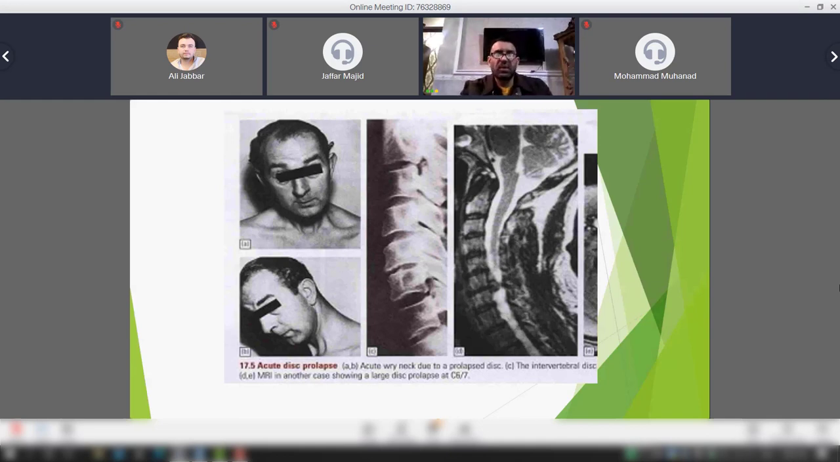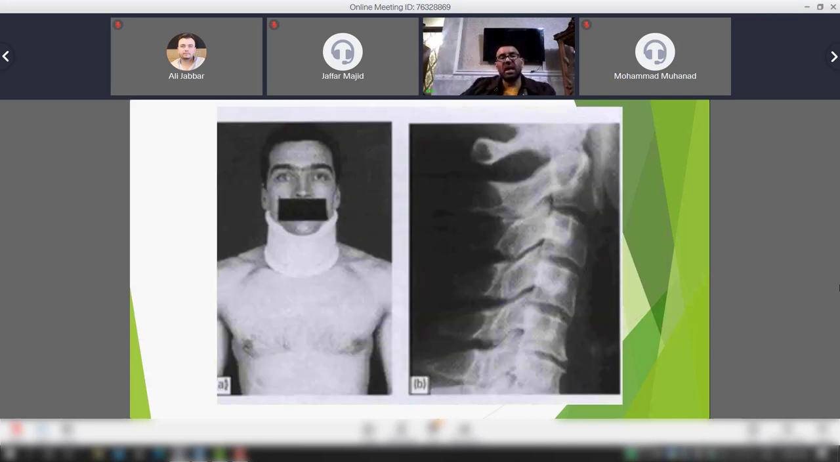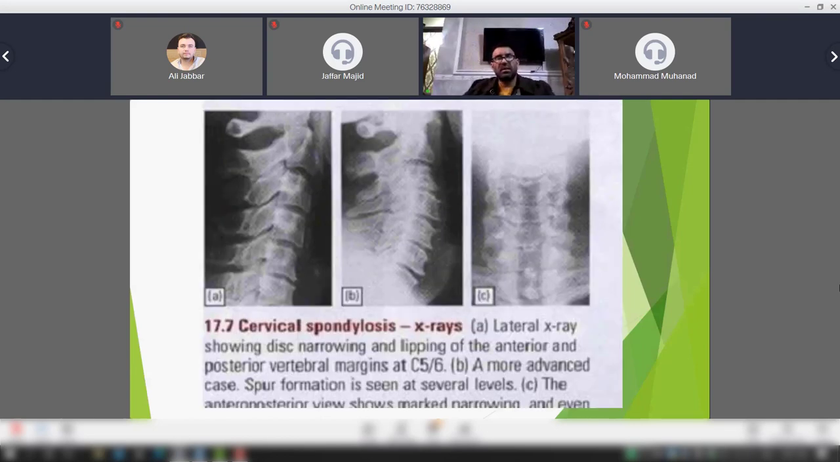How to treat disc prolapse? First of all, we try putting on a collar, giving sedation, anti-inflammatory drugs and a tranquilizer, and sometimes a short course of steroid and resting for 2 days. If no benefit after 3 to 6 weeks, we go for surgery. Another example of how to use the collar: you can see by X-ray narrowing of the disc space, a possibility of disc prolapse.